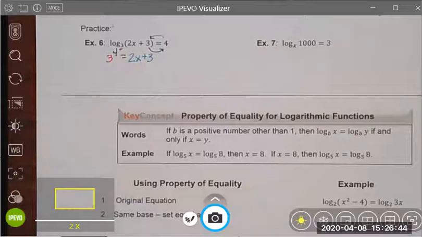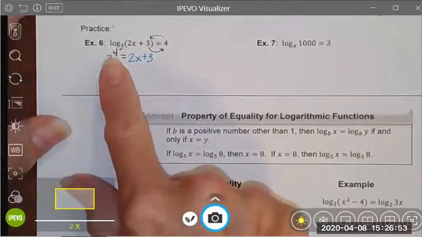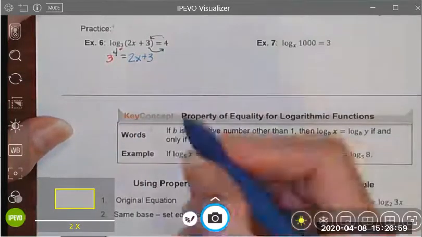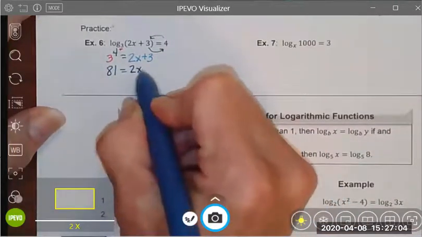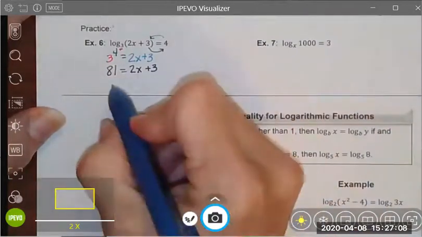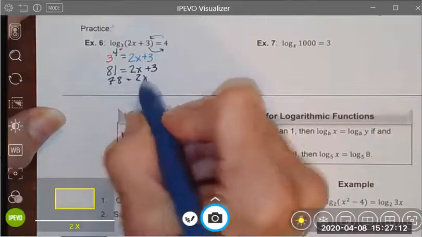You might, at this point, ask yourself, Ms. Palmer, how can we use the property of equality? Well, notice here, folks, I don't have an exponent that is a variable. So I can just evaluate 3 to the 4th power, which is really just 81, and solve a simple 2-step equation. I'm going to subtract 3 from both sides, giving me 78 equals 2x.